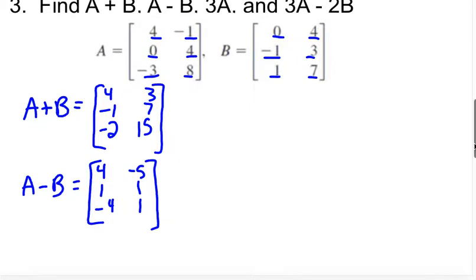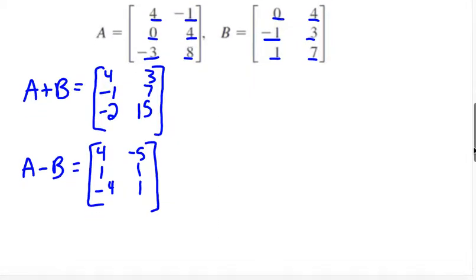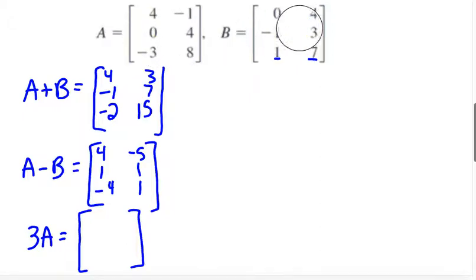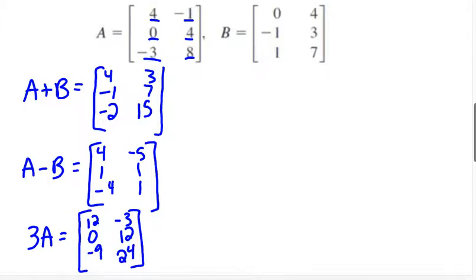Next, we want to find 3A. What 3A wants us to do is take our matrix A and multiply everything by 3. All of it. So 3 times 4 is 12. 3 times -1 is -3. 3 times 0 is 0. 3 times 4 is 12. 3 times -3 is -9. 3 times 8 is 24.